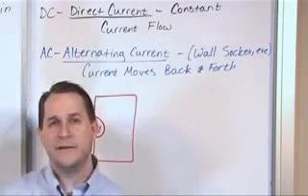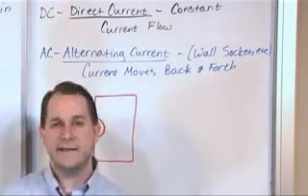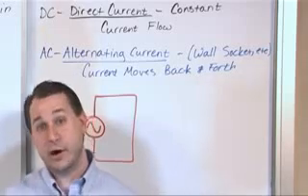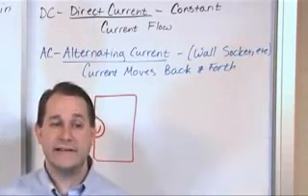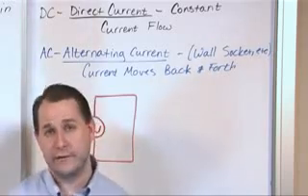How many times does it do that? Well, in the United States, it's 60 times a second, 60 hertz. That's a unit of frequency. That's how fast it's coming back and forth. Sixty times every second, that electricity is switching directions, right?